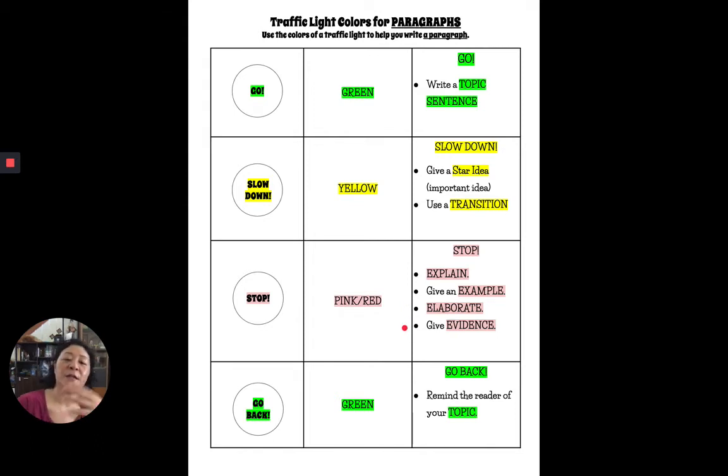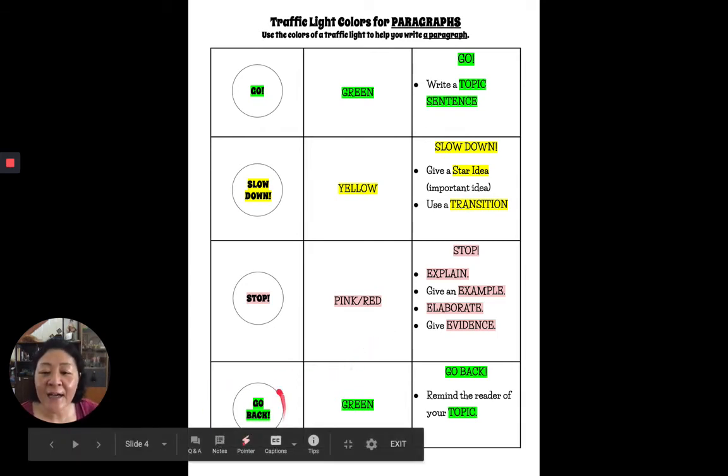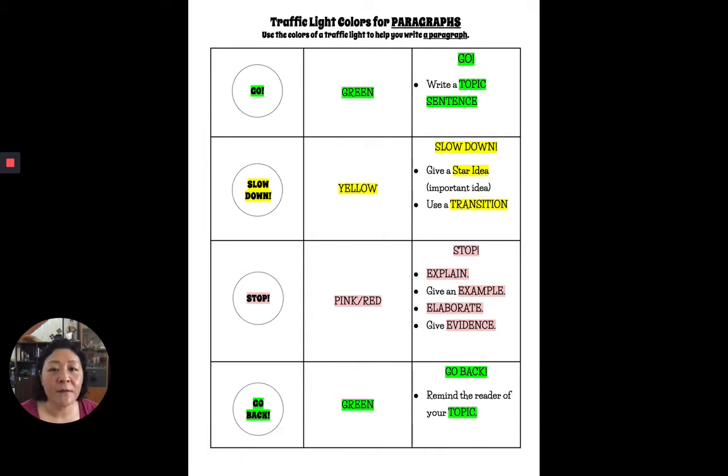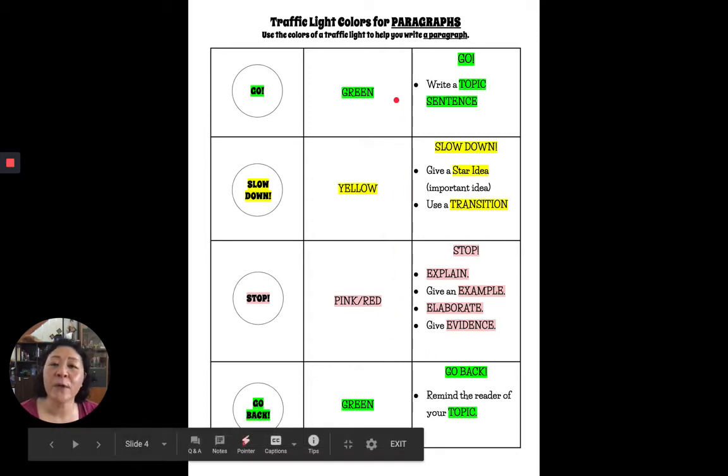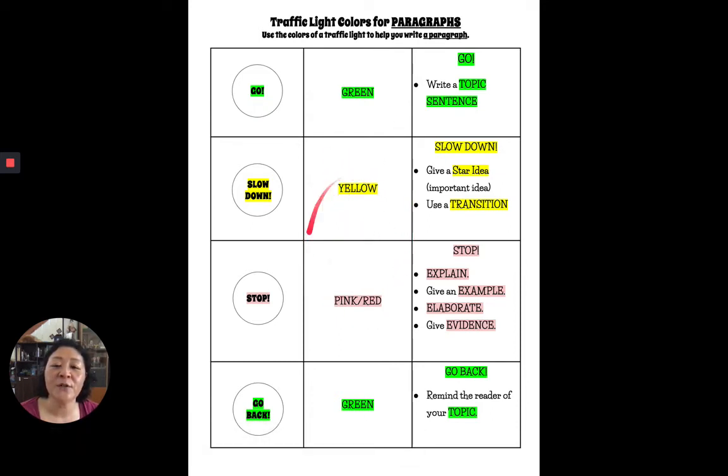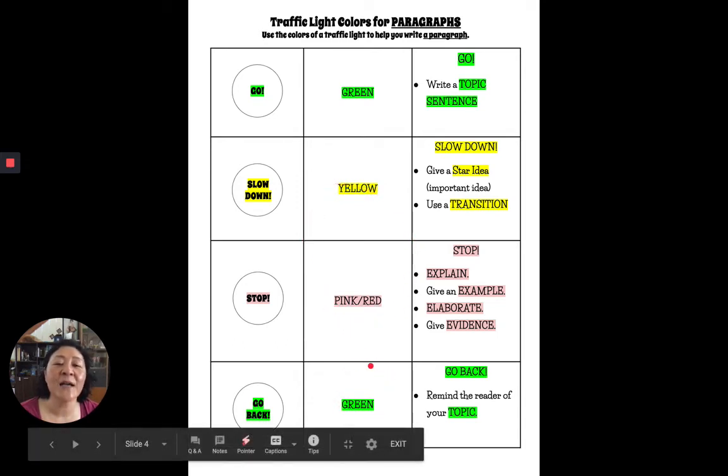So it's filling your writing with more explanation, okay? And then the last color is green again, and it means to go back, and that is the conclusion, and go back and remind the reader of your topic. So you start off telling the reader what your topic is going to be. You then explain your topic in the yellow and the reds, pinks and reds. And then at the end, you go back and you tell them, this is what I talked about. This is what you read about in my writing.